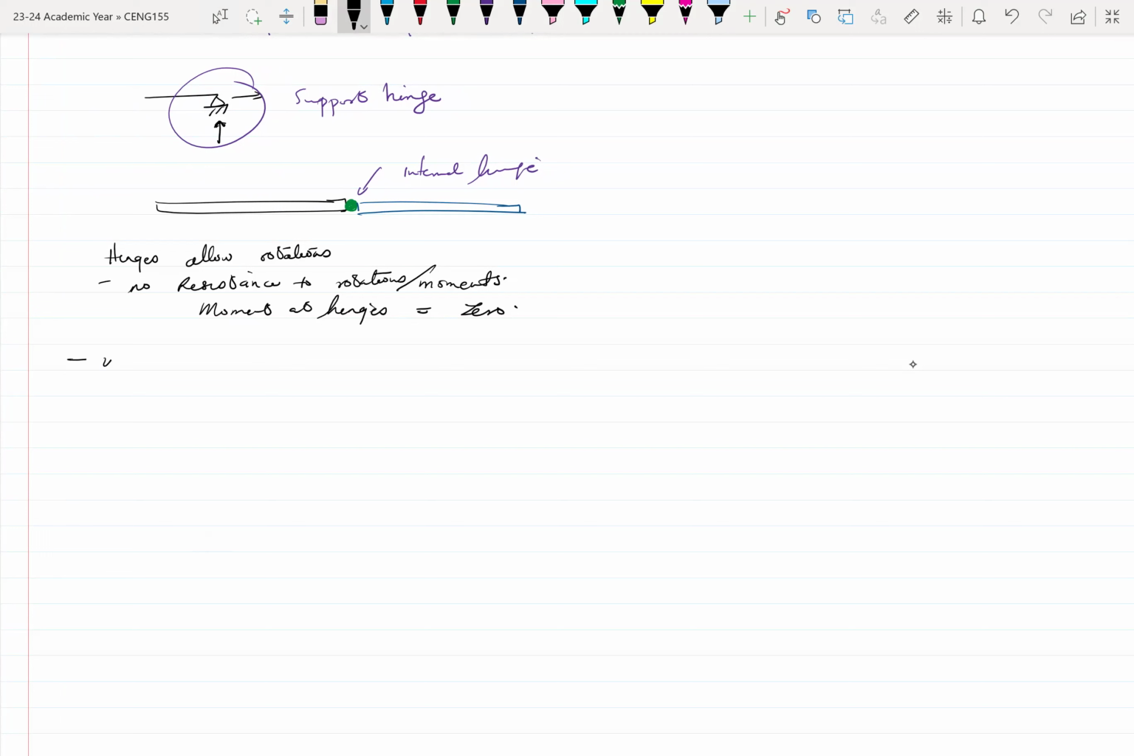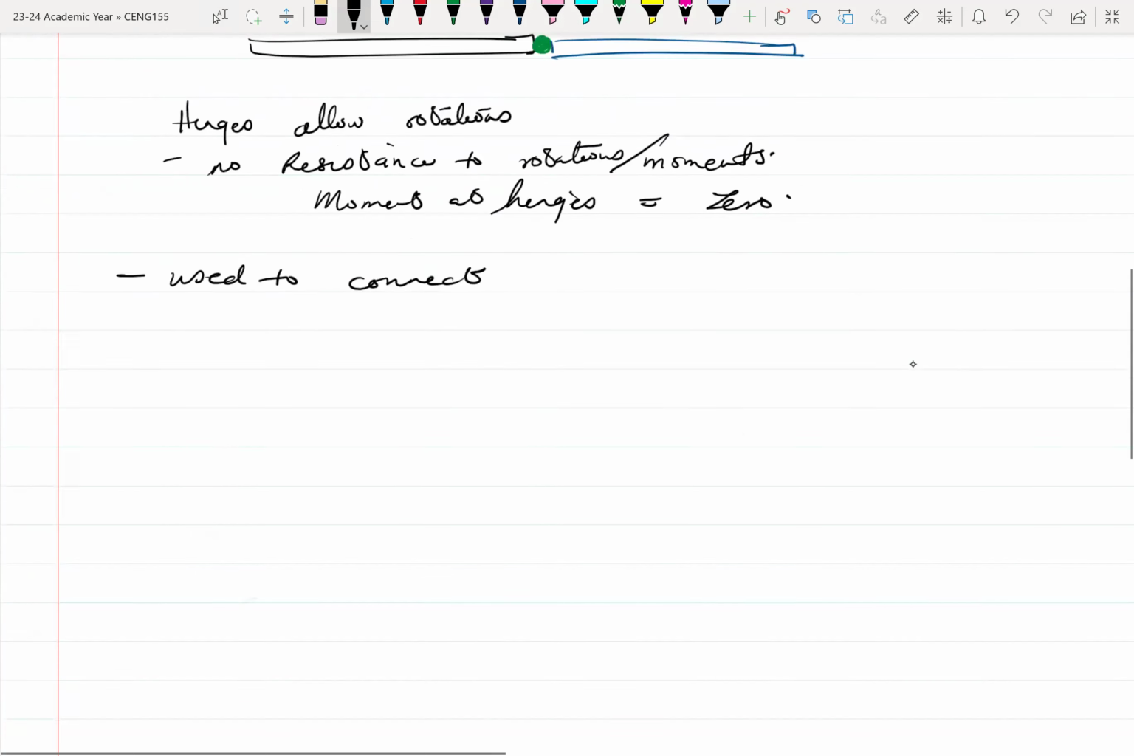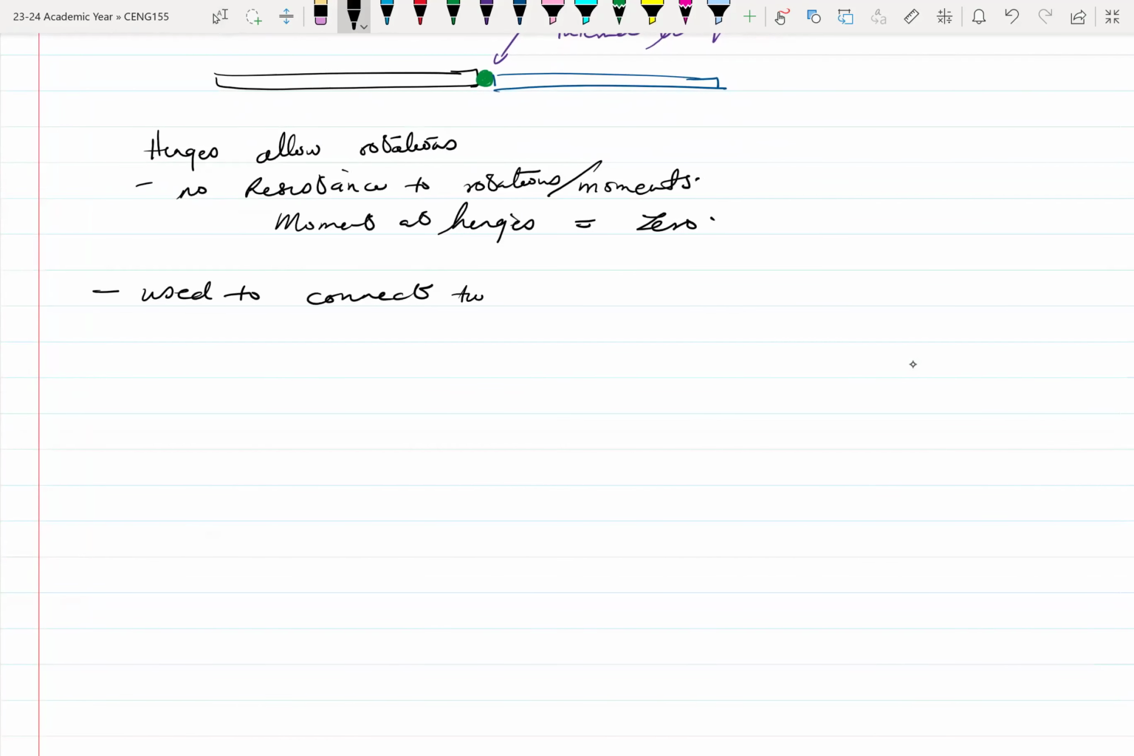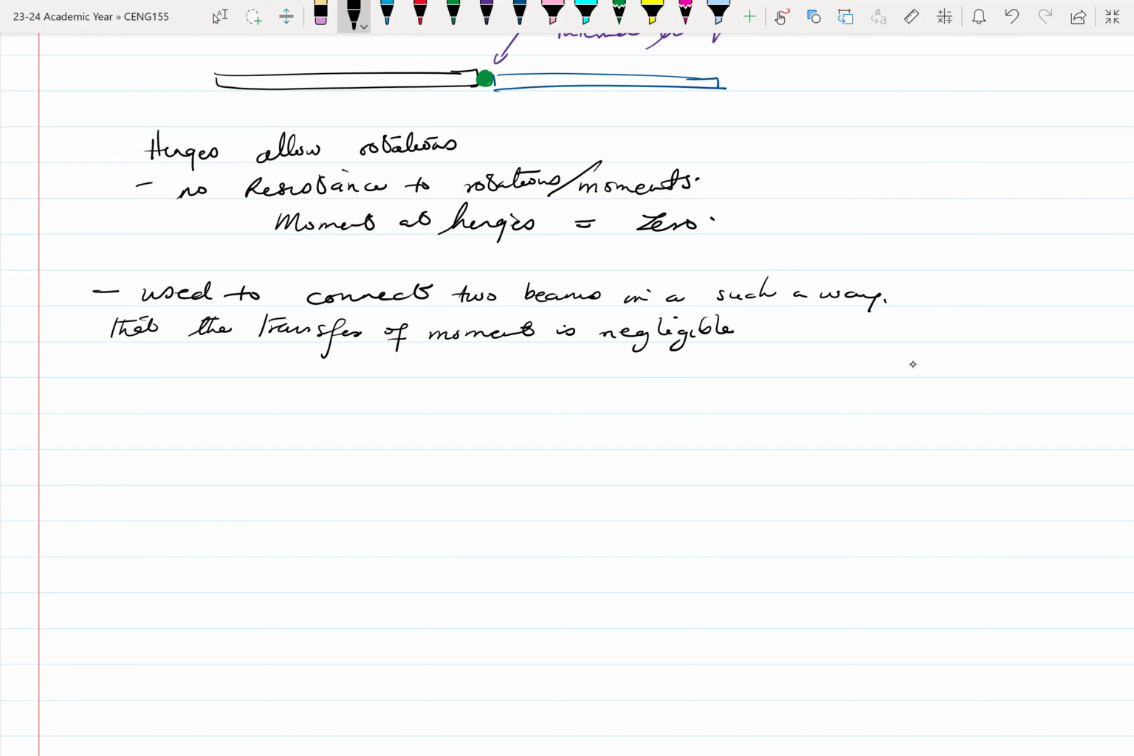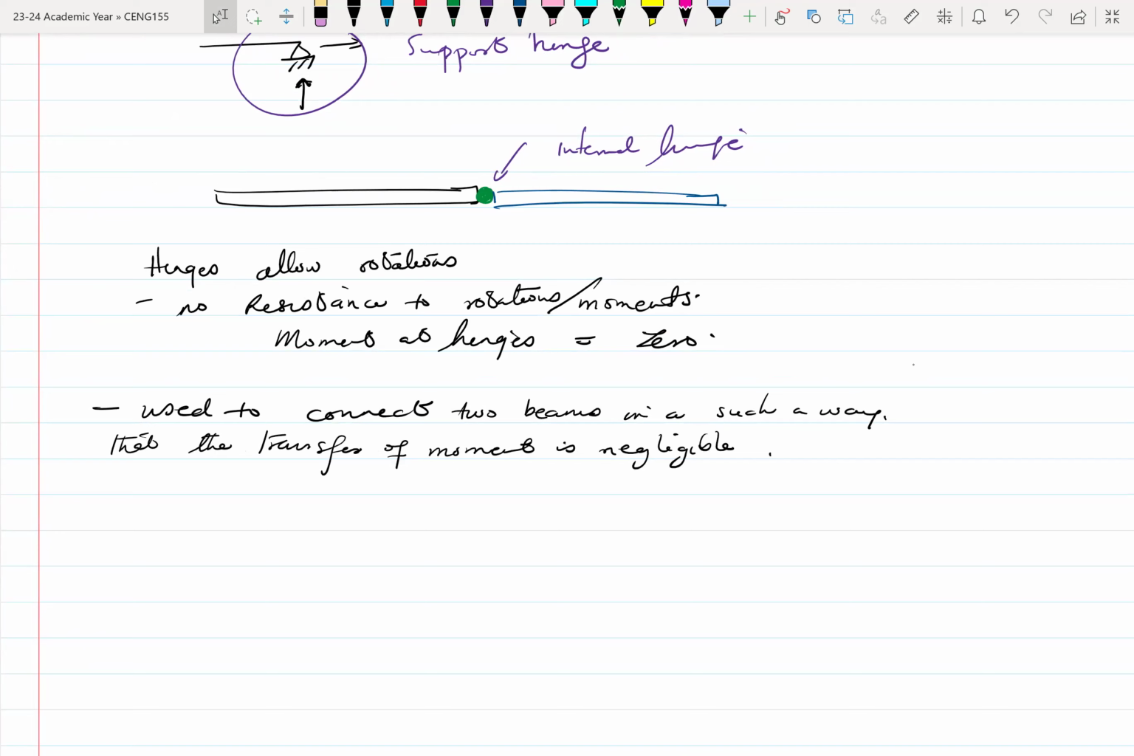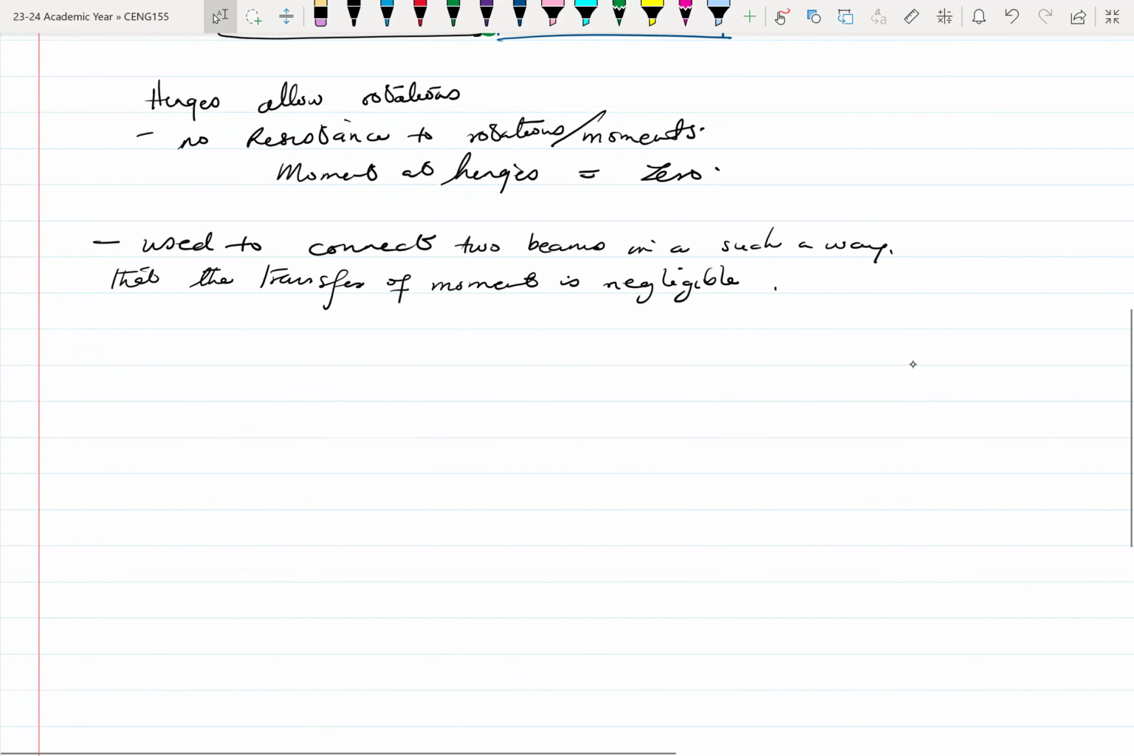So let me put that into writing. Internal hinges are used to connect two beams in such a way that the transfer of moments is negligible. It means that it is zero. Okay, let me just finish writing that.